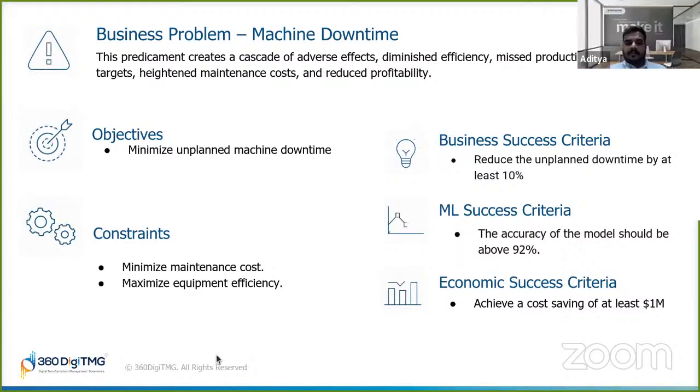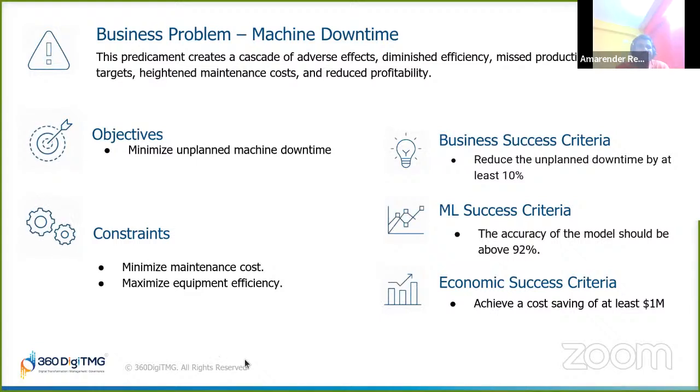So Amar, why don't you walk us through the objectives, constraints, and success criteria? We have objectives like minimizing the unplanned machine downtime. Take the example of a car. When we go for a long drive, we usually face issues like machine failure or brake failures. To minimize that unplanned machine downtime, we need to work on this particular objective.